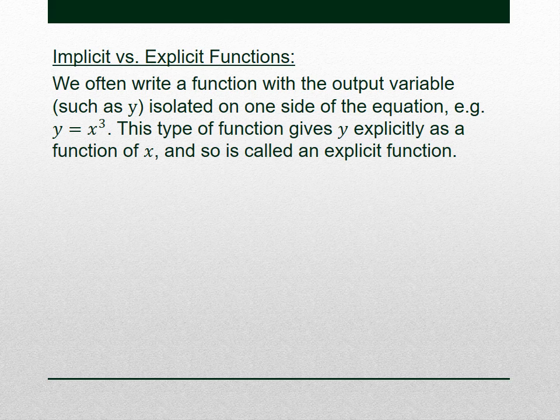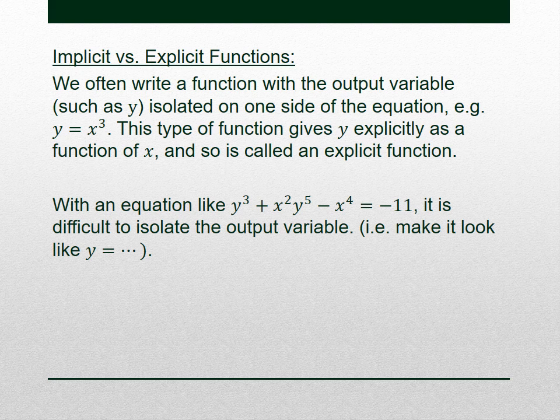Okay, so implicit versus explicit functions. We normally write a function with the output variable, normally y, isolated, something like y equals x cubed, or maybe f of x equals x cubed. We normally just call those functions, but more specifically they're explicit functions. It gives y explicitly as a function of x: y all by itself equals stuff with an x in it.